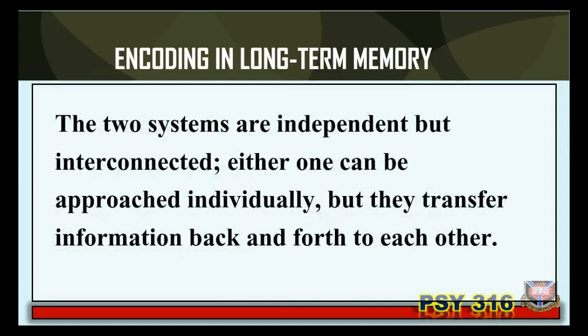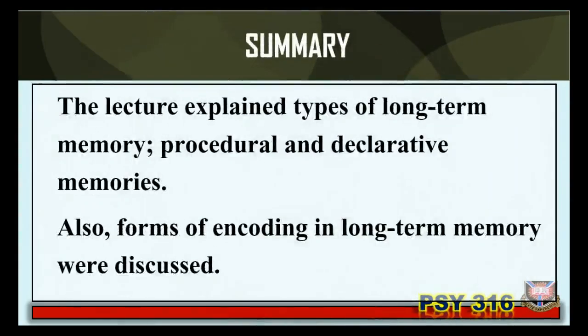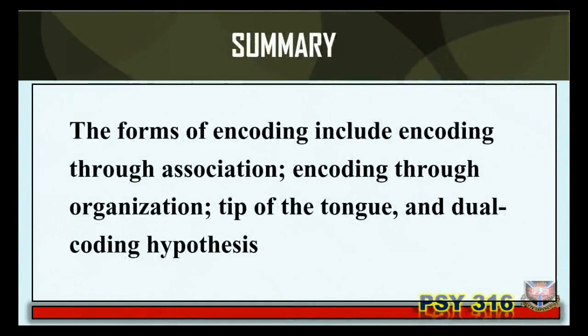Some materials seem to be stored in each of these systems, although controversy exists about the amount and type stored in each. Summary. The lecture explained types of long-term memory, procedural and declarative memories. Also, forms of encoding and long-term memory were discussed. The forms of encoding include encoding through association, encoding through organization, tip of the tongue, and dual coding hypothesis.